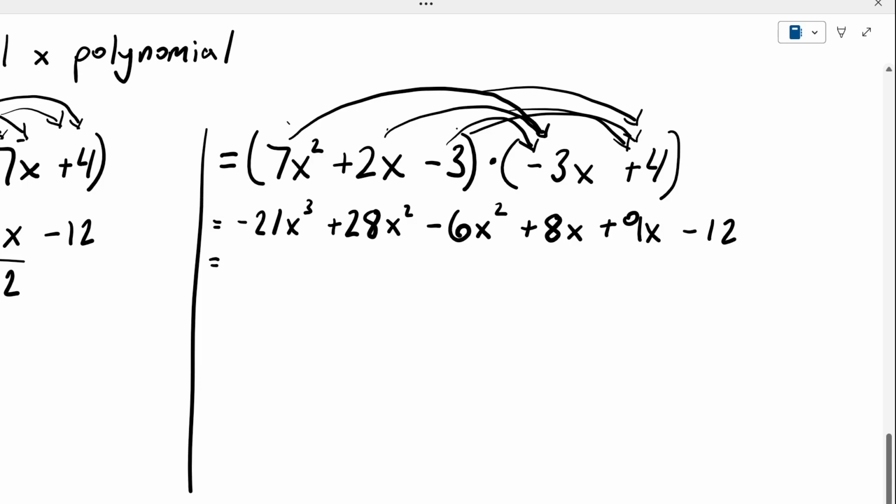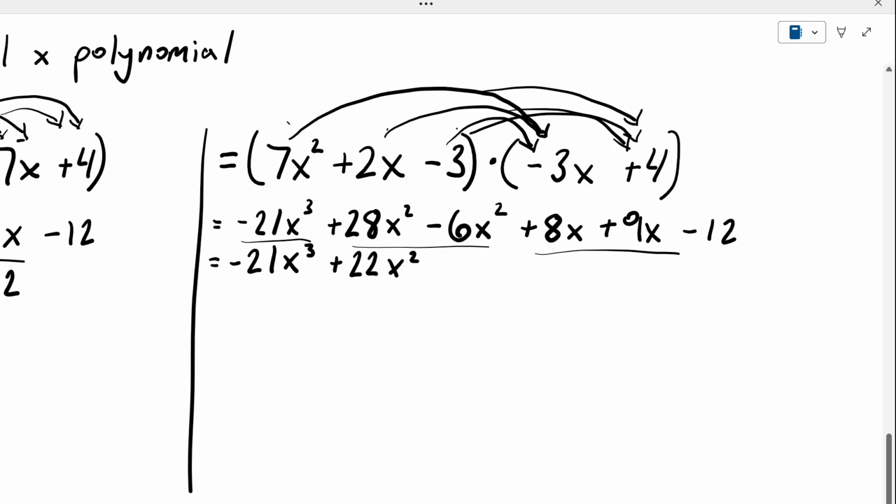We only have one term that has x cubed, so we have to write negative 21x cubed. Now we can collect like terms. We see here that we have two terms with x squared and two terms with x. So we can collect the x squared terms and the x terms. So we have 28x squared minus 6x squared. That will be plus 22x squared.